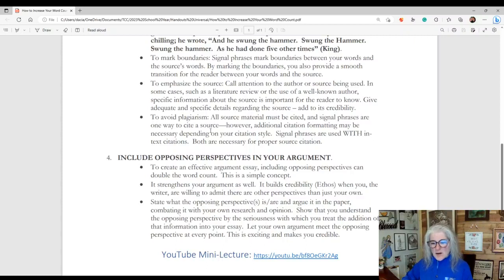Then the last one here, it says, state what the opposing perspective is and argue it in the paper, combating it with your own research and opinion. Show that you understand the opposing perspective by the seriousness with which you treat the addition of that information into your essay. Let your own argument meet the opposing perspective at every point. This is exciting. It makes you credible, and it can take a paper that was too short and double it in size. It strengthens your argument and you meet your goal.